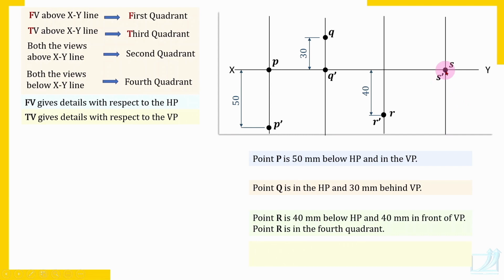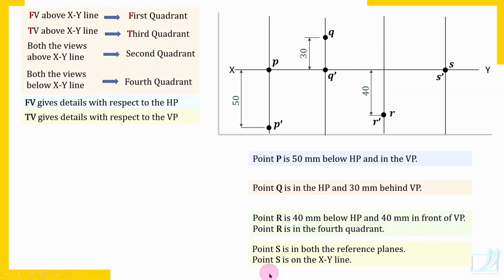Now here also top view and front view of point S are overlapping here. And not only that, they are overlapping on XY line. Now what is distance of point S from HP? 0. And what is distance of point S from VP? That is also 0 because top view is on XY line. So we say that point S is in both the reference planes, means point S is in HP as well as in VP.